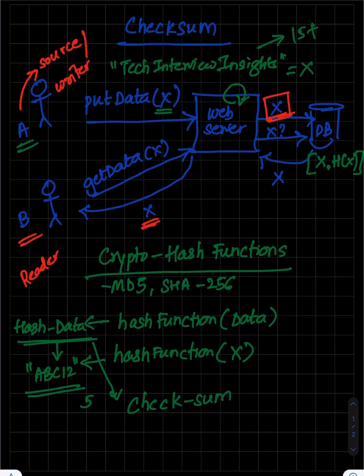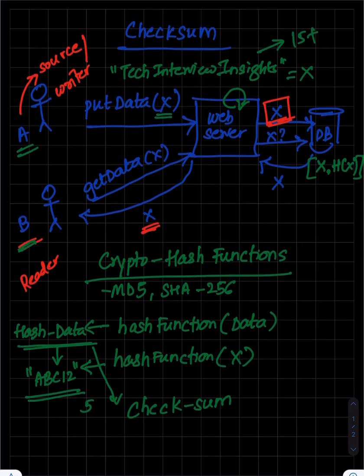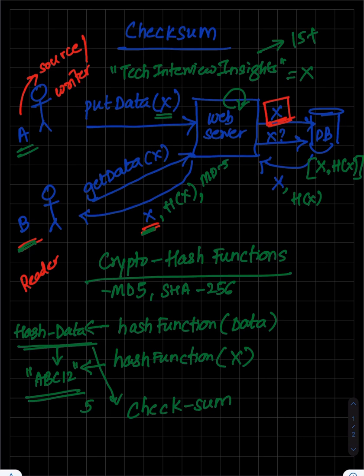How will this be beneficial? When the user B requests the data X, the web server will not only return X, it will also return the hash of X, or the checksum of X. So now the user B gets the original value and the hash of that value. At the same time, the server will also communicate that, hey, I have used the MD5 algorithm as the crypto hash function. So the user B is going to get three values now: X, which is the original data, the hash of X, and also the information that MD5 was used as the algorithm.